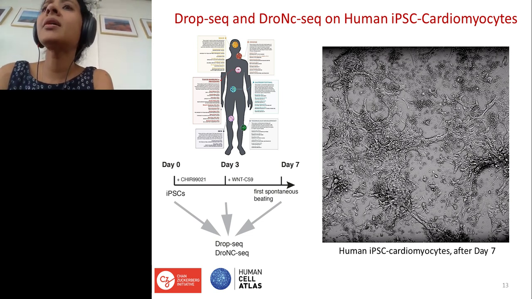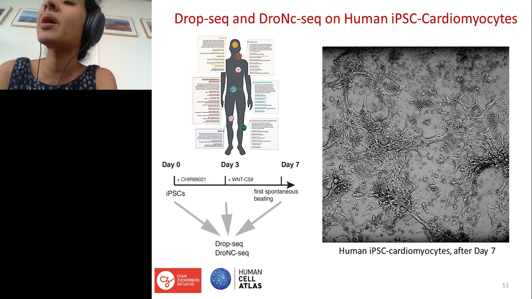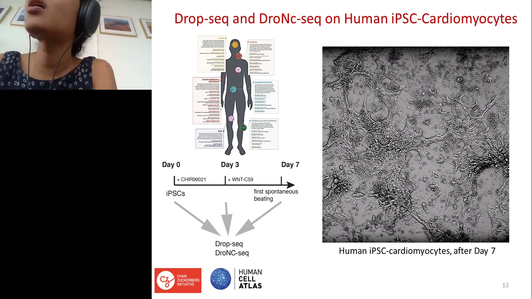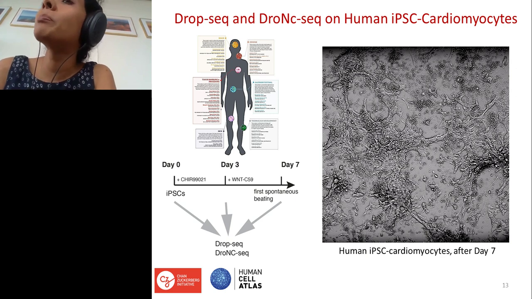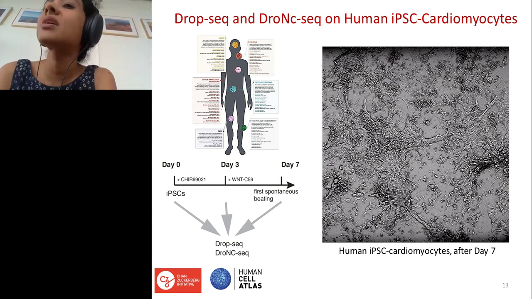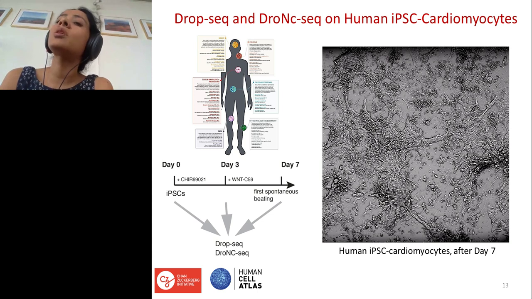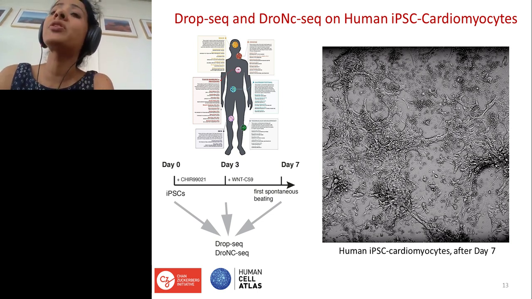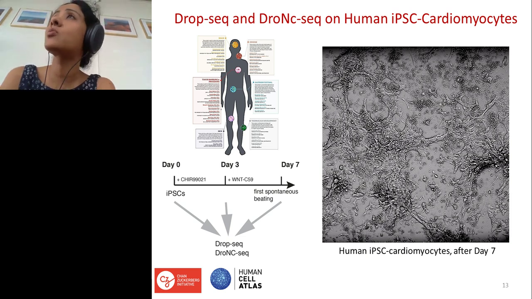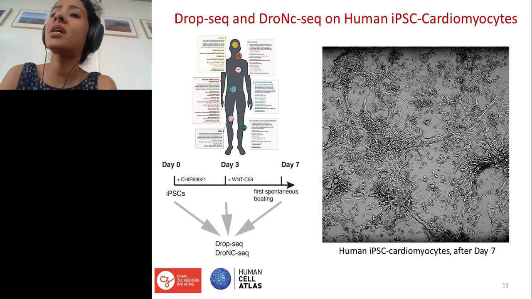We are applying single cell and single nuclei RNA-seq to a bunch of different experiments. One of them is benchmarking these two techniques using human iPSC-derived cardiomyocytes. This was done for the Human Cell Atlas. And what we did was we sampled cells from different points of the differentiation process. It was a 15-day differentiation process. By day 7, adult cardiomyocytes are already established. We take day 0 all the way to day 15.